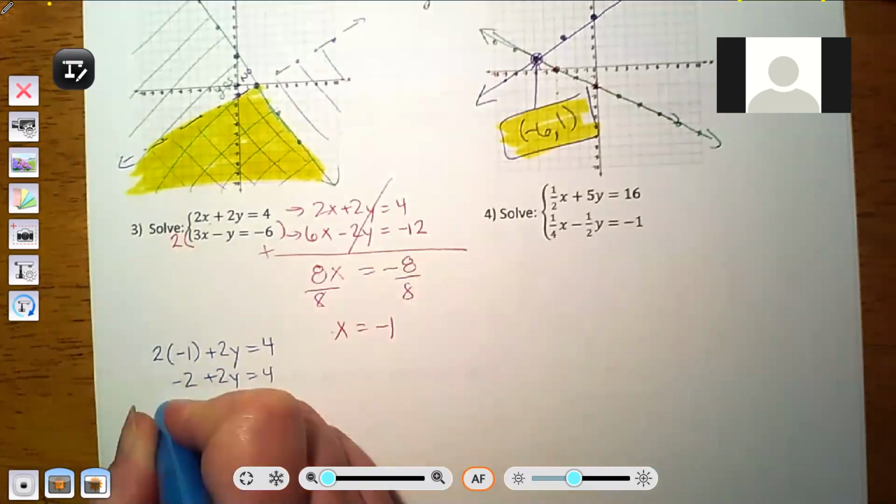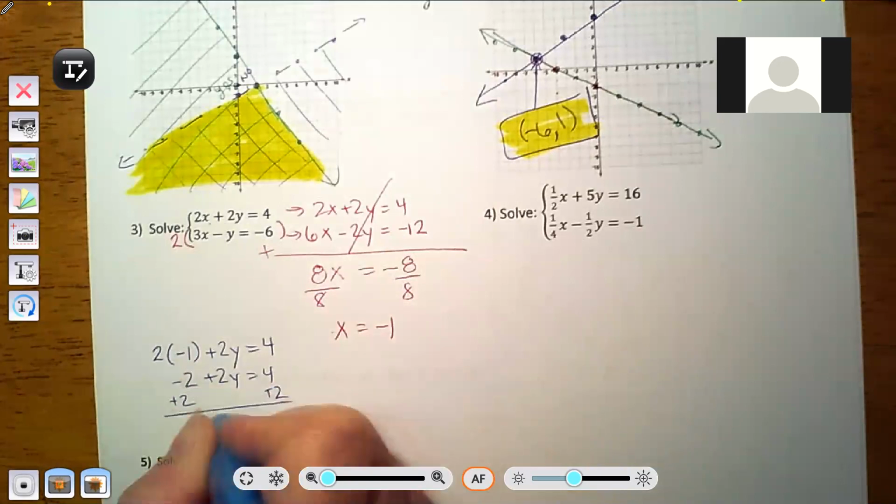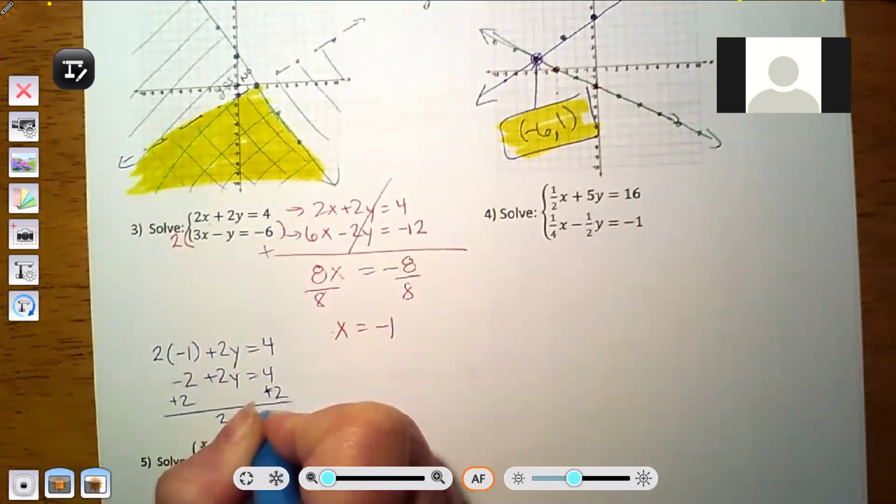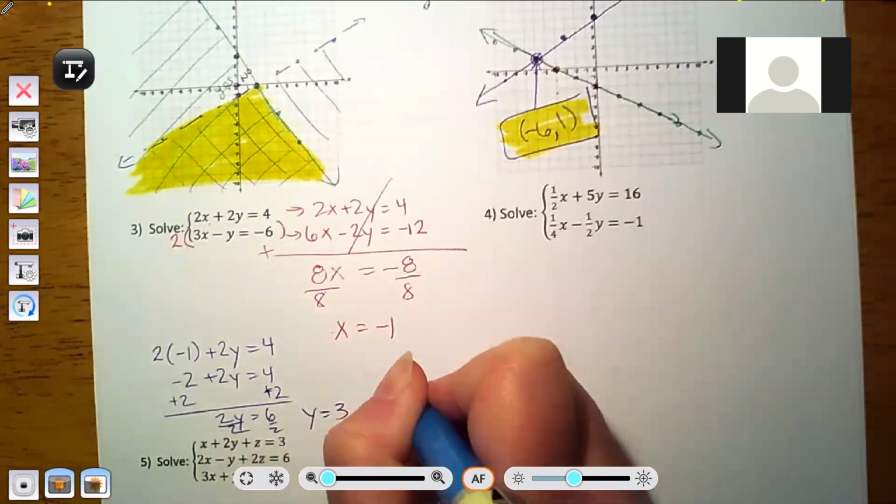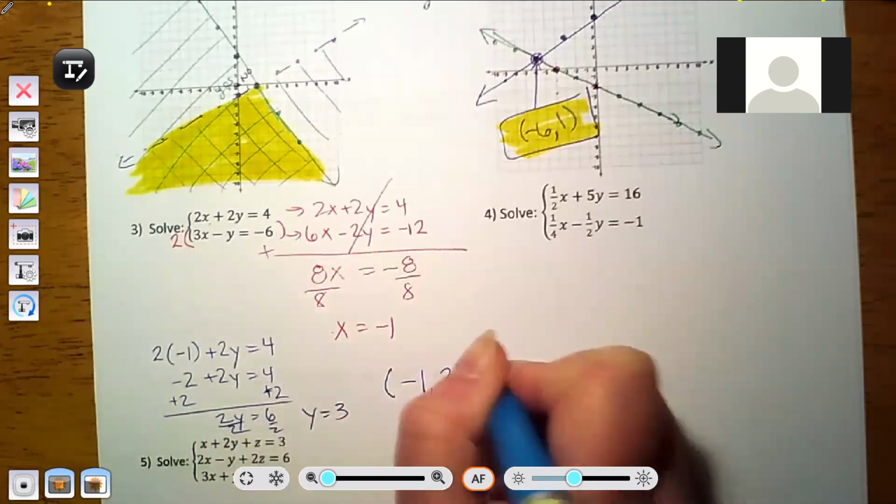We'll add 2 to both sides now. And then divide by 2. Y equals 3. Your answer is an ordered pair, x comma y.